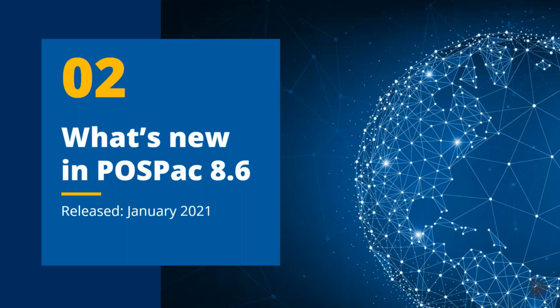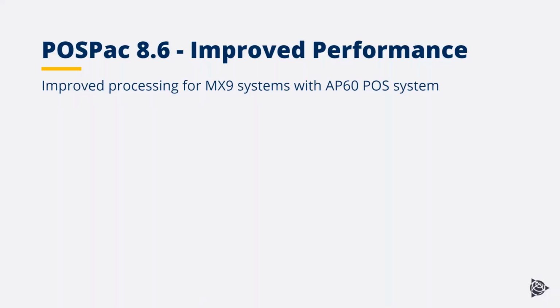All right, that's about TBC. Next, let's go to POSPac version 8.6. There are some new nice things there as well. This version was released on January 21, so roughly 1.5 months ago. And the biggest thing here is improved performance for MX9 users with AP60 positioning system.